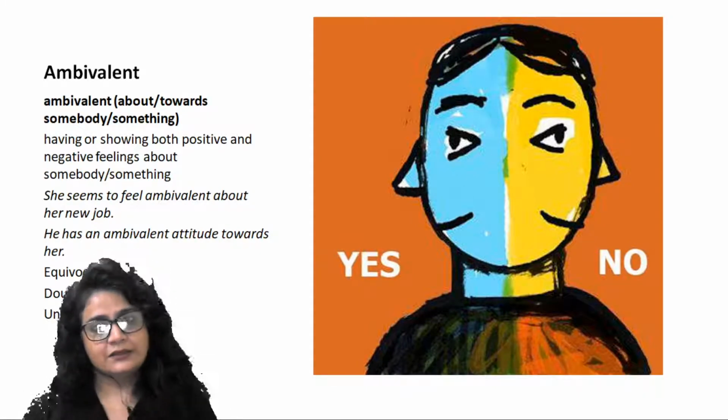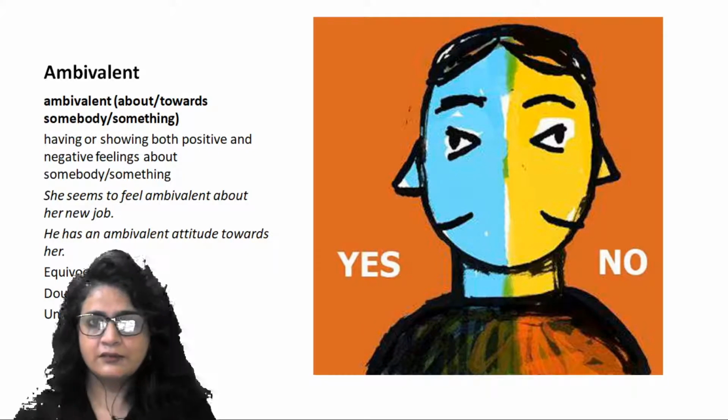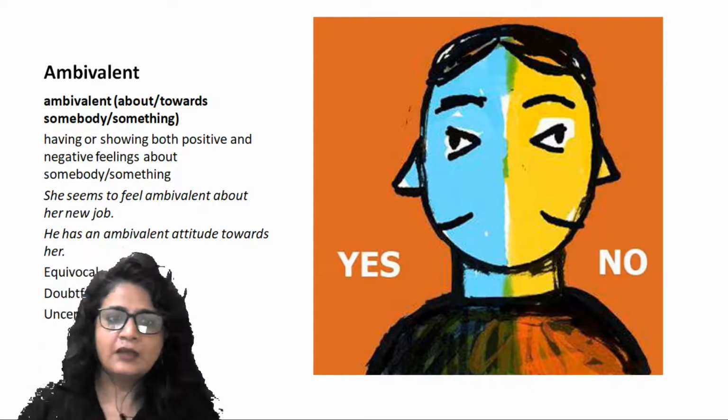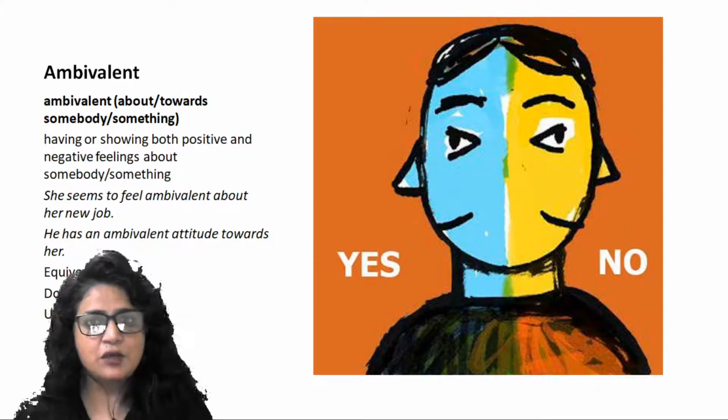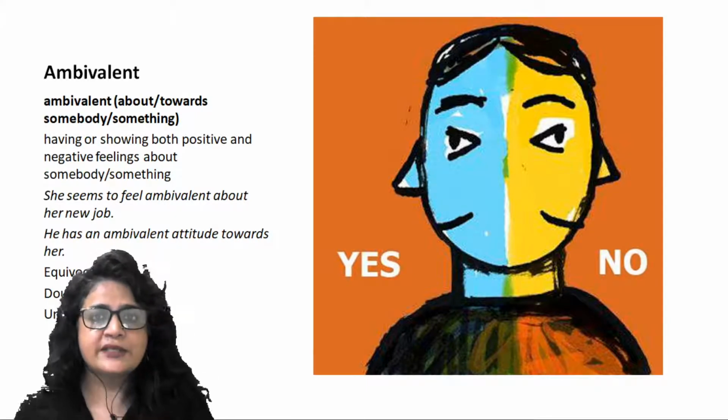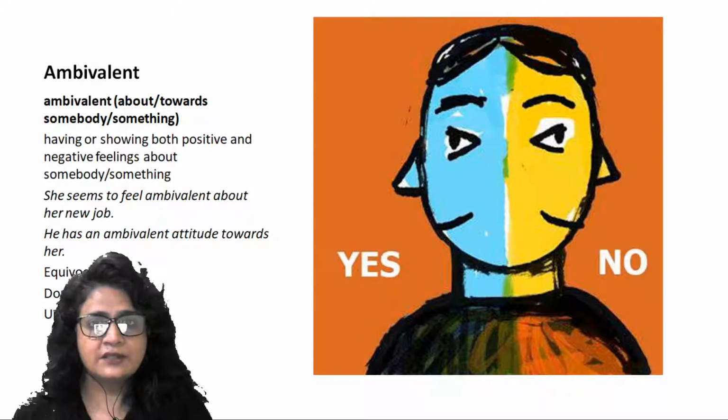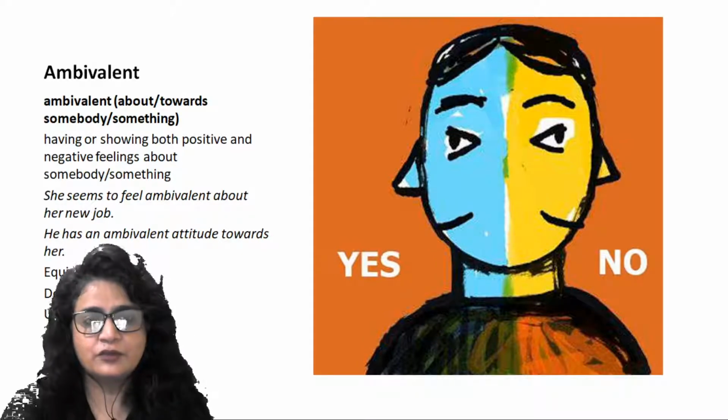Doubtful, uncertain. So these are the words, though they are simple words, yet they are synonymous with ambivalent. You are uncertain because you cannot come to a decision. You're oscillating between two opposite ends. You're doubtful because you're still not certain about what you feel about that issue. All right?